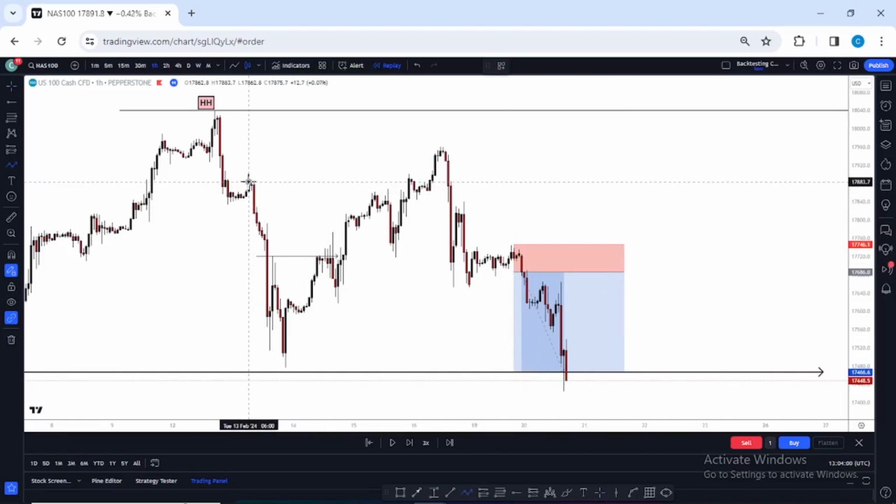So starting from here, what did the price do? Price came back down to create a lower low, came back up to create a lower high, came back down to create a lower low, came back up to create a high. Why won't I consider this a higher low? Because price never closed above what? This lower high.